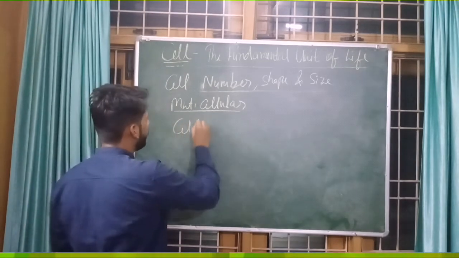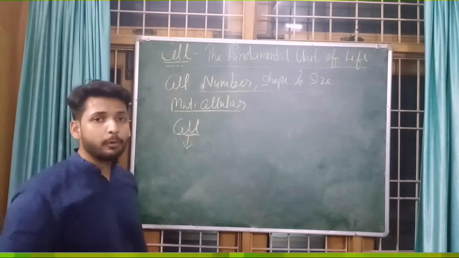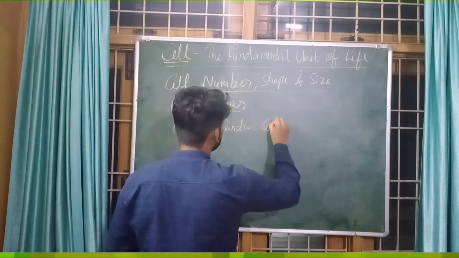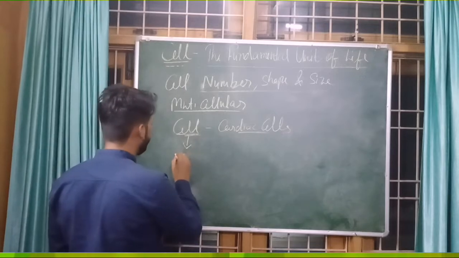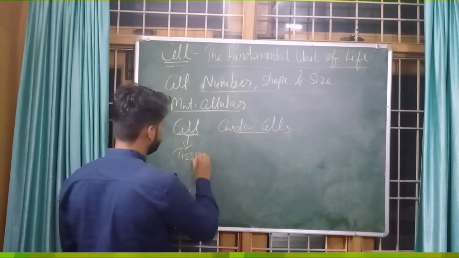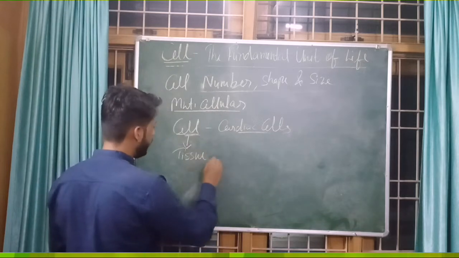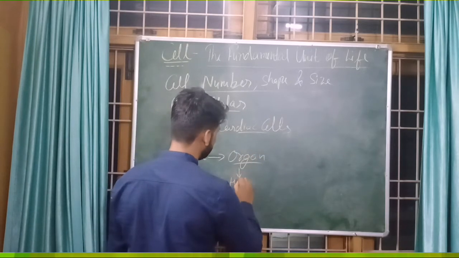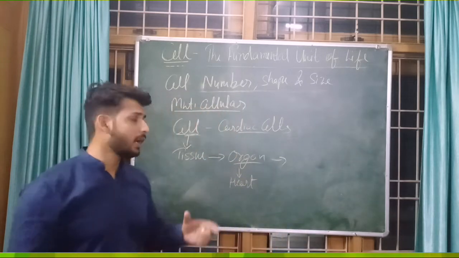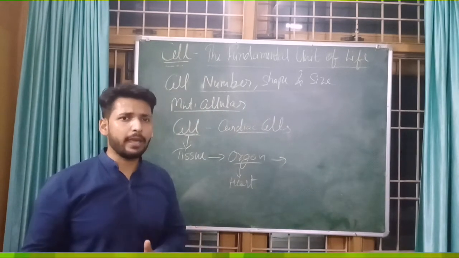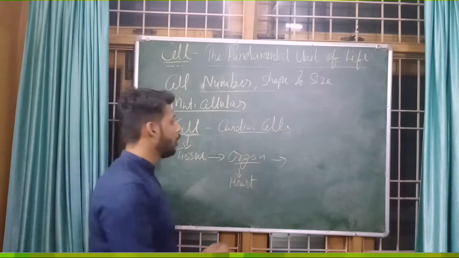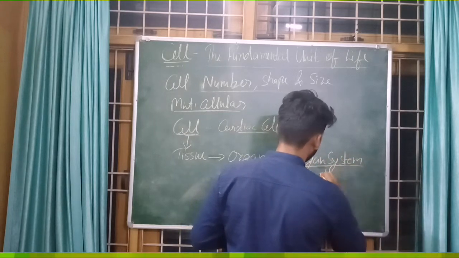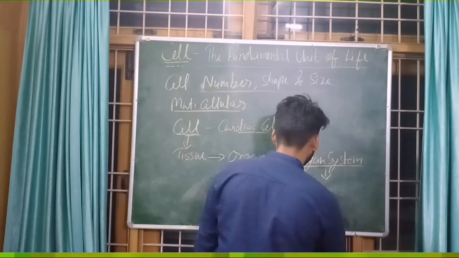Suppose there are cardiac cells. Cardiac cells combine to form tissue. Tissue combines to form an organ, that is our heart. And in a similar way, various organs, heart, blood capillaries, arteries, veins, blood vessels, and blood combine to form an organ system. And these organ systems combine to form an organism.